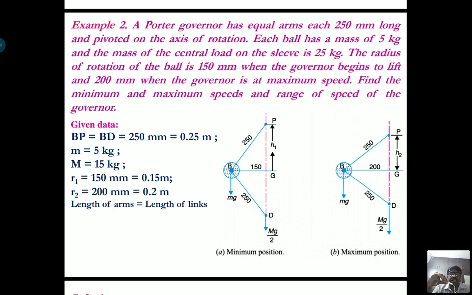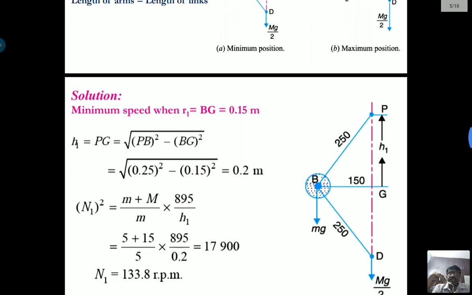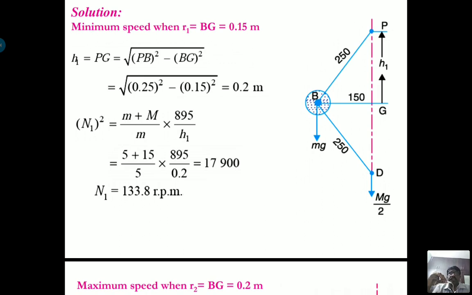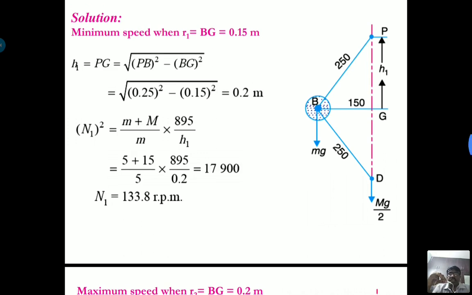Then here, as it is mentioned, the length of the arm is equal to the length of the link. So we need not consider the values alpha and beta, so both will be equal. So we need not consider the term small q, which will automatically get cancelled. See here, first we have to find the value of h1 for the lower speed or minimum speed. So in the minimum speed condition, we have to calculate the value h, which is specified as h1.